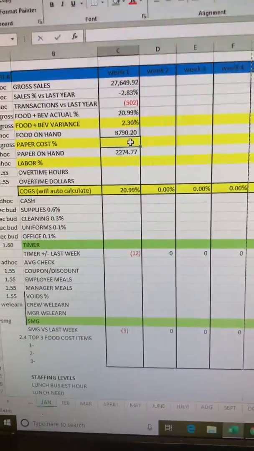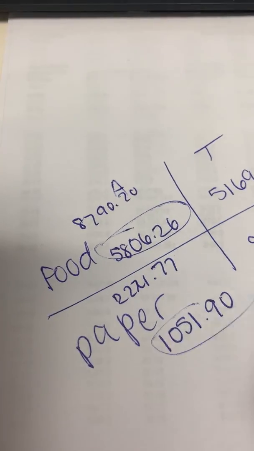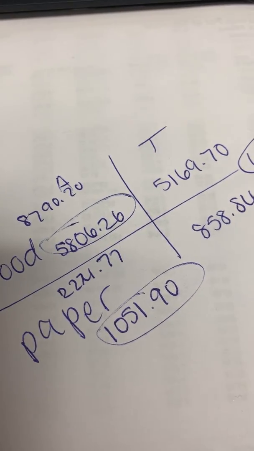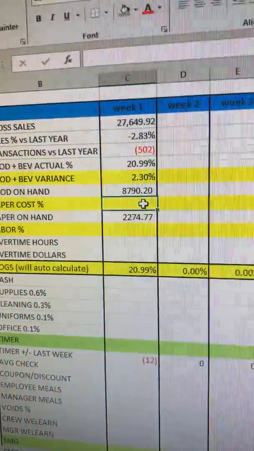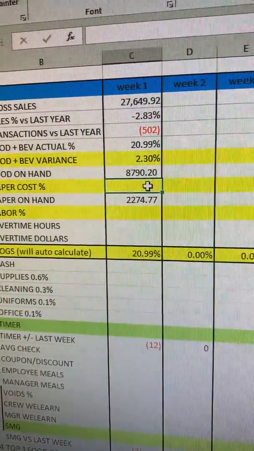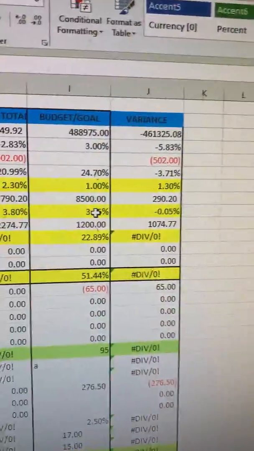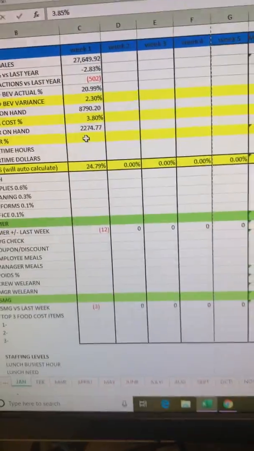Paper cost, okay, to find that percent, you're gonna take your actual paper, and again, you're going to divide that by your adjusted gross. Everything you will ever need to figure out is divided by your adjusted gross. So that, again, is a 3.8. And my budget, as you can see, was a 3.85. So I made that by a tiny variance.